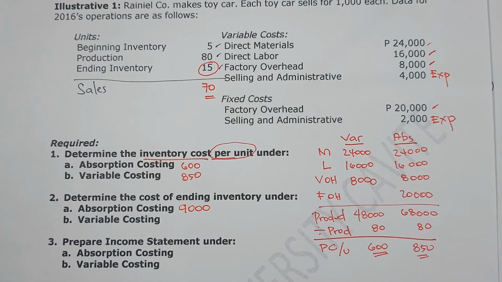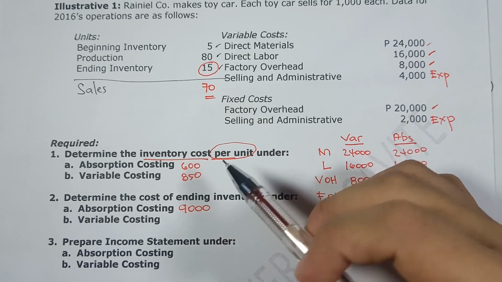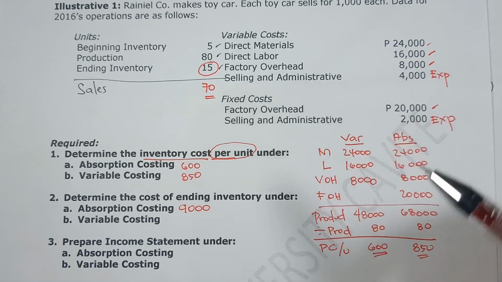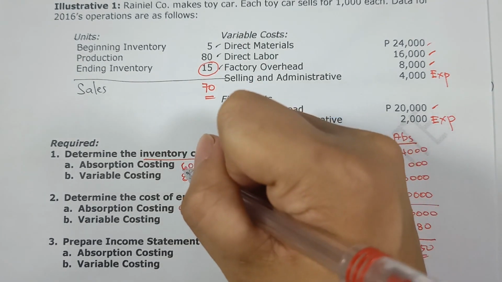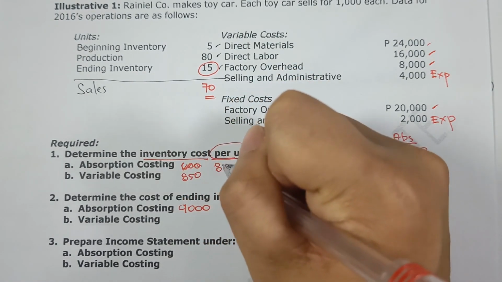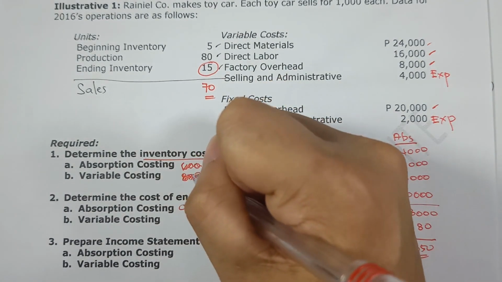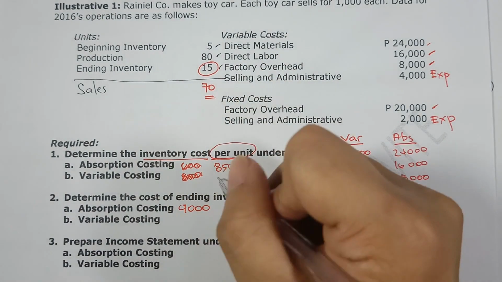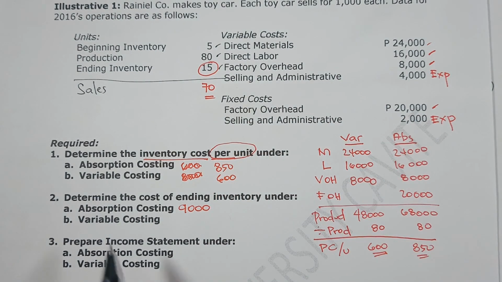Then requirement number 2, letter B, will be equal to 15 still, but this time I placed them the wrong way around. My bad, guys. Requirement number 1, letter A, is equal to 850 because that's our absorption. Then requirement number 1, letter B, will be equal to 600 pesos. They were just swapped. My bad, sorry. Hopefully you still watch my videos.